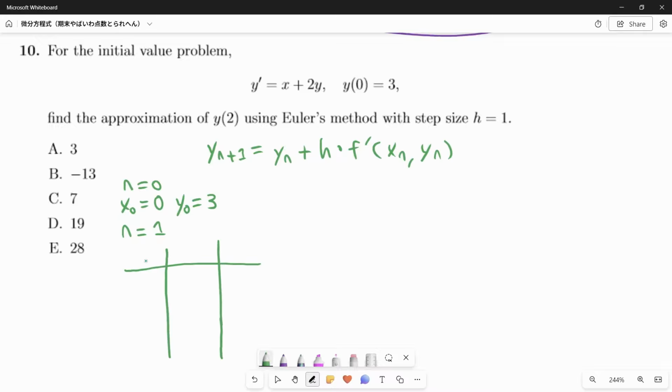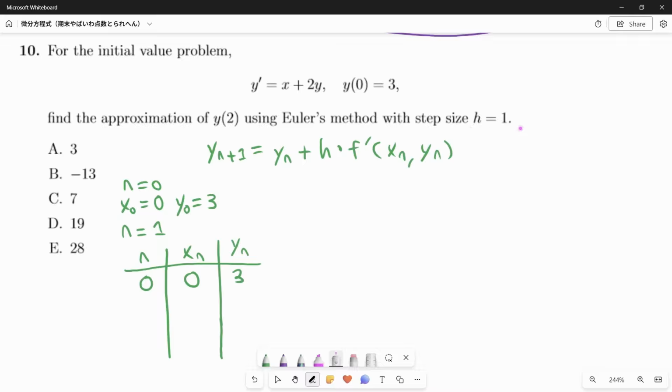So I'll have 3 columns: n, x sub n, and y sub n. And we're going to start with our initial conditions at n equals 0. So 0, 0, and 3. And before I do anything further, let me also focus on how the step size works, that being h.